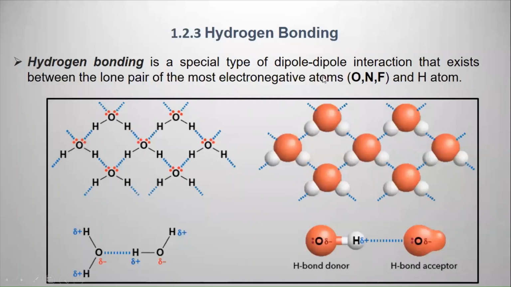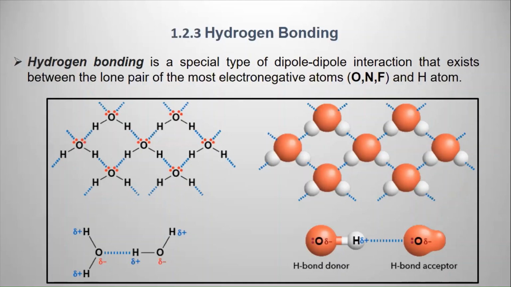What makes this much stronger? Because it has a specific atom, which is a hydrogen atom, connected to specific atoms: oxygen, nitrogen, and fluorine. So if you have a hydrogen connected to oxygen or nitrogen or fluorine, your interaction is hydrogen bonding. This is how you identify that you have a hydrogen bonding. Otherwise, you have just dipole-dipole interaction.